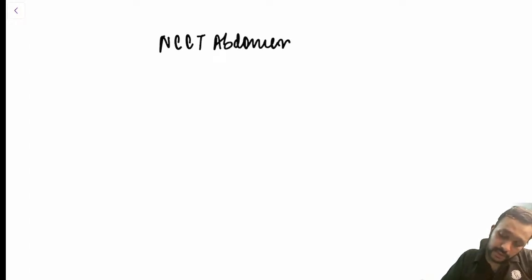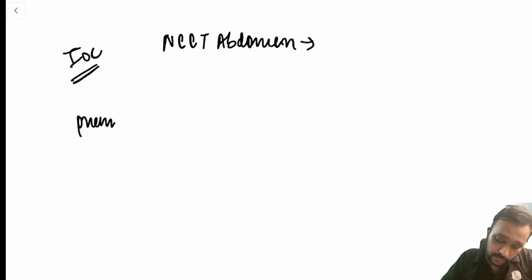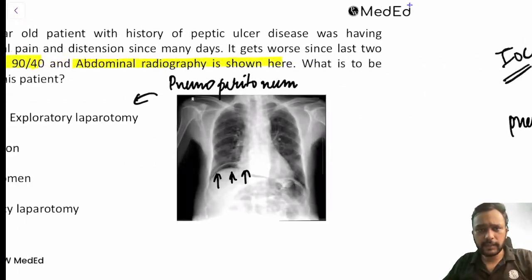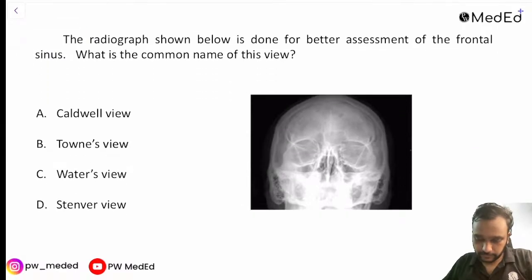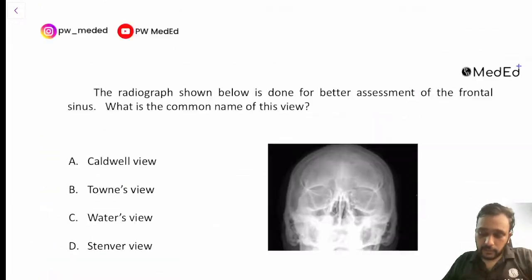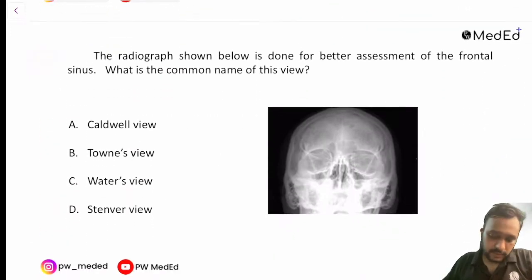Okay, so just remember, investigation of choice for pneumoperitoneum will be your NCCT abdomen. NCCT abdomen will be the investigation of choice. Okay, so we are left with two more questions.